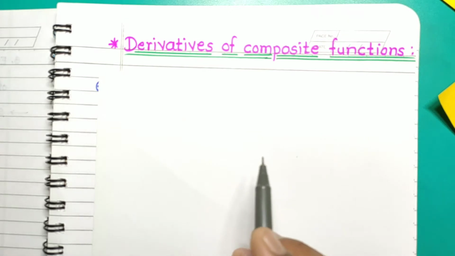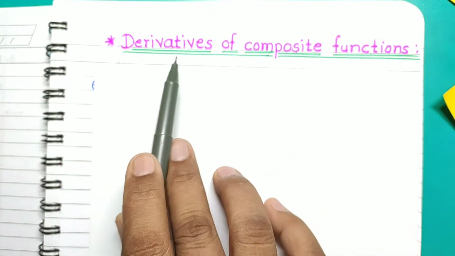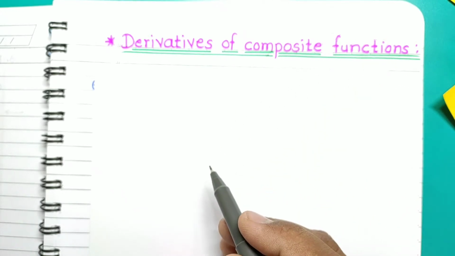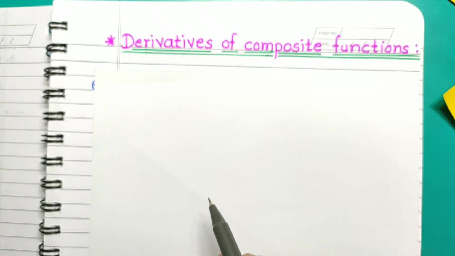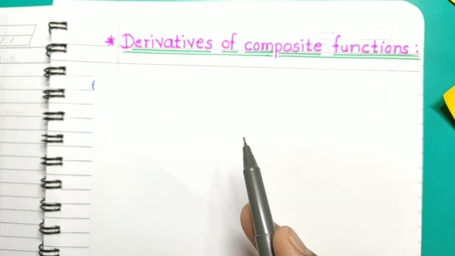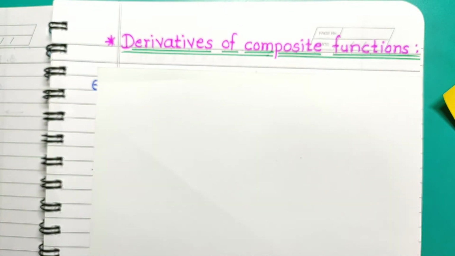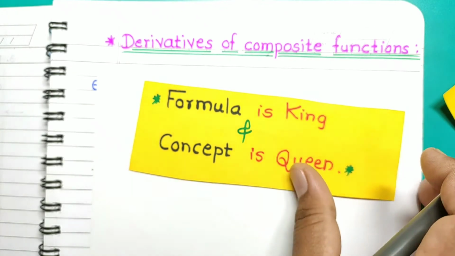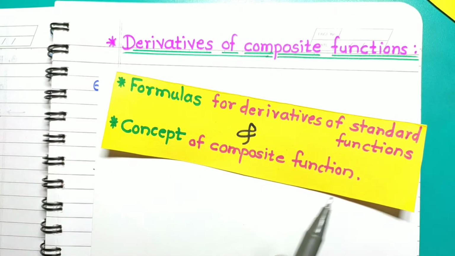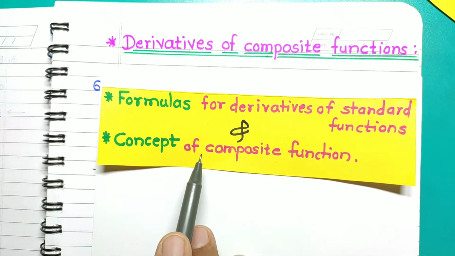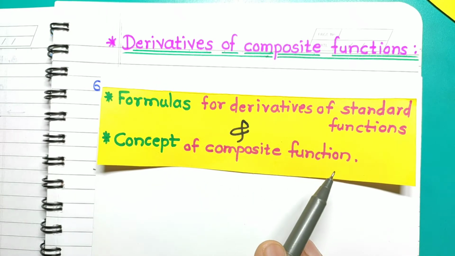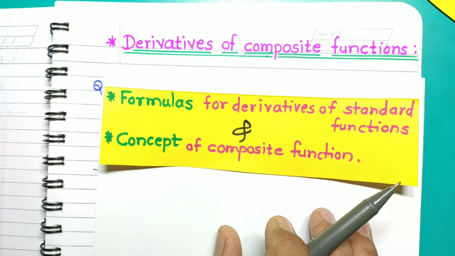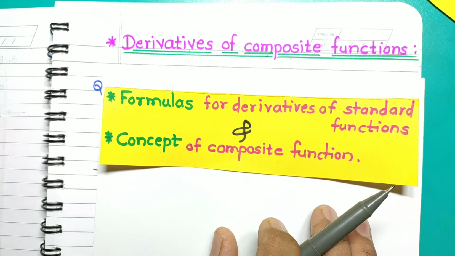Hi students, in this session we are going to discuss the concept of derivatives of composite functions. So far we have studied the derivatives of some standard functions. I am sure you all remember those formulas very well because we know that formula is king and concept is queen. For the formulas for derivatives of standard functions and the concept of composite function, you surely refer to the previous videos. I have given links for those videos in the description box given below.